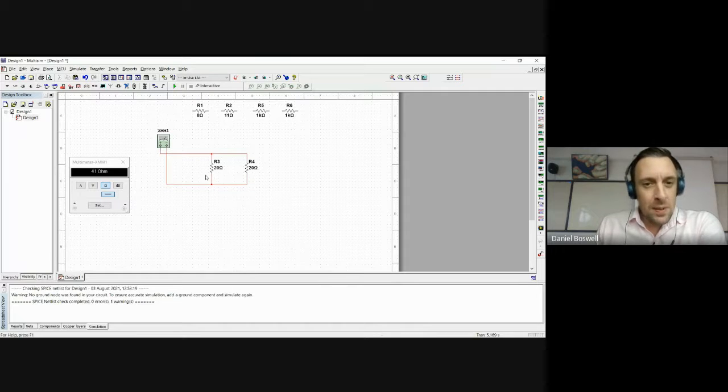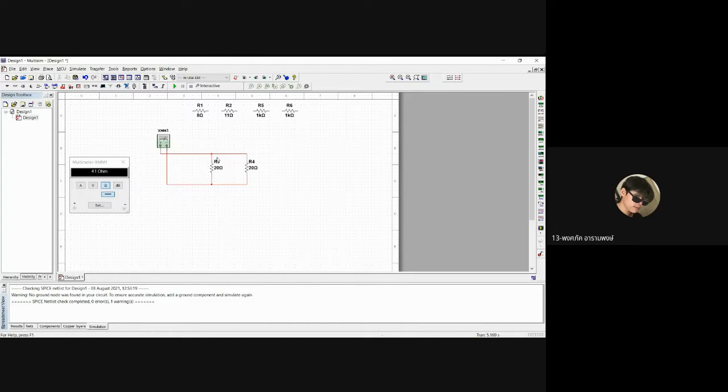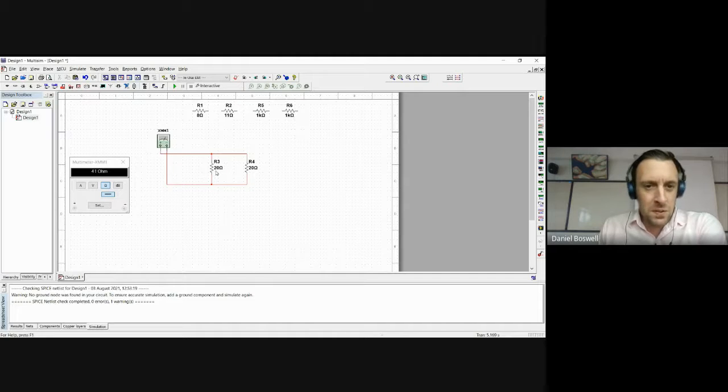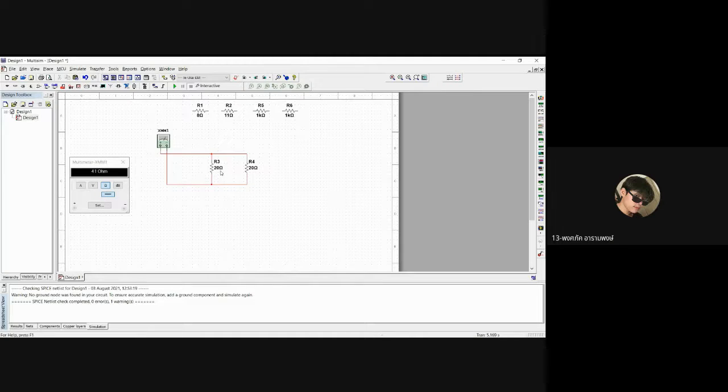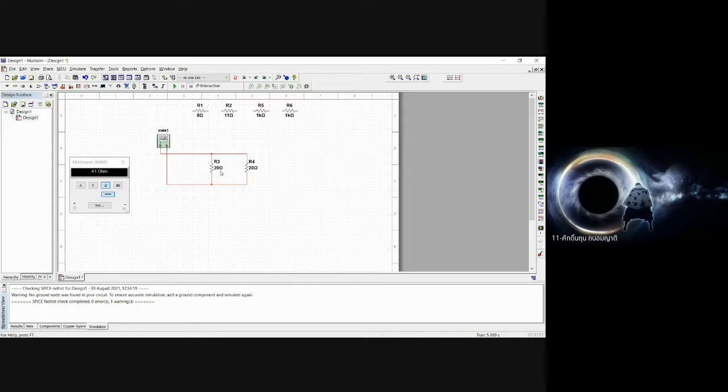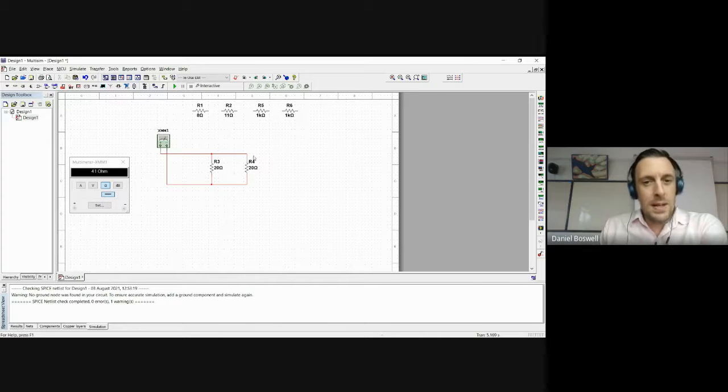Resistor 3. What is the resistance value? How many ohms? 20 ohm. Good job. And then R4, what's the resistance value? 20 ohm. Good job. Easy way to remember this.